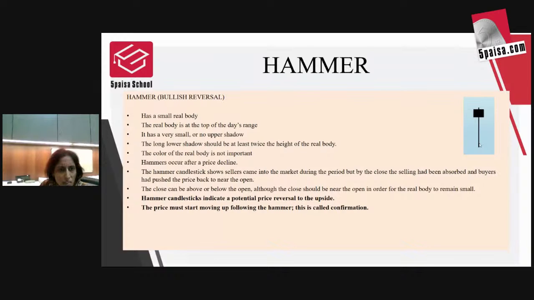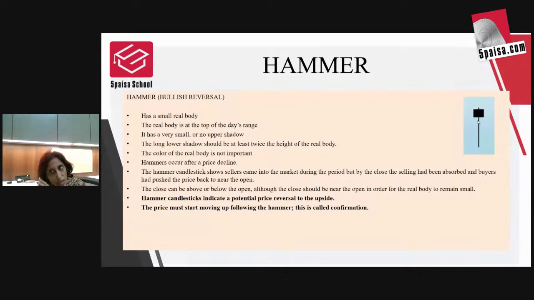Now the color of the real body is not that important, and hammers occur after a price decline. The hammer candlestick shows a seller came into the market during the period and pulled down the prices. However, the buyers pushed the price back to near the open. So the close can be above or below the open, although the close should be near the open in order for the real body to be small. Now the hammer candlestick indicates a potential price reversal to the upside. So prices are moving up after we witness the hammer candlestick pattern. It indicates a reversal, and it happens when the price is going down.